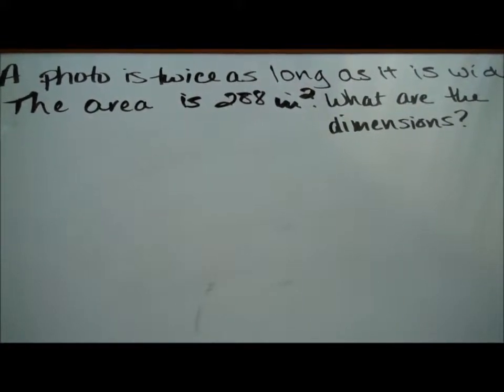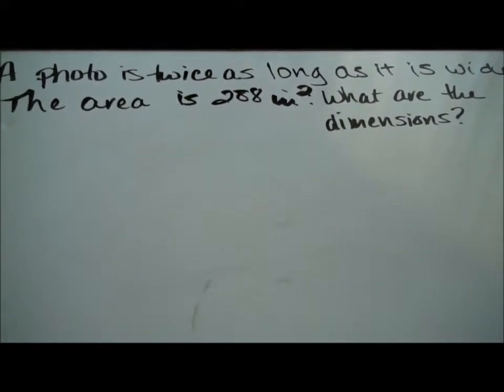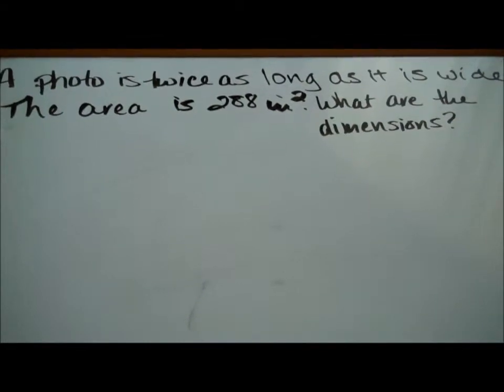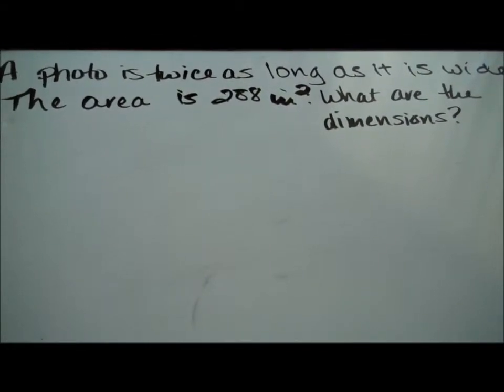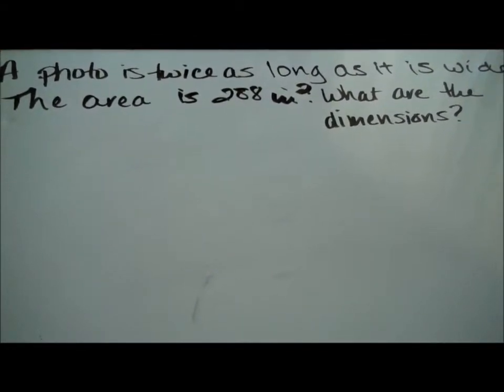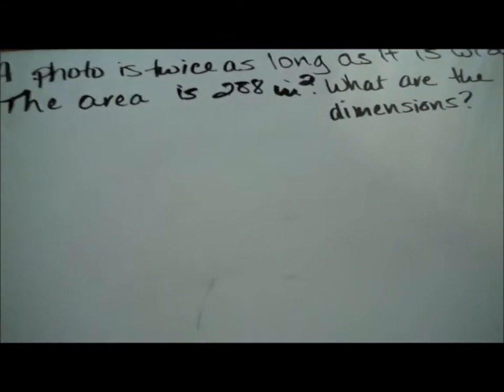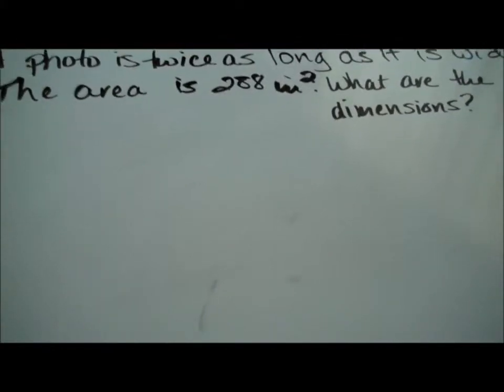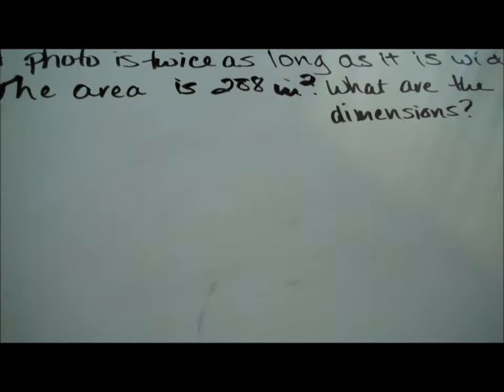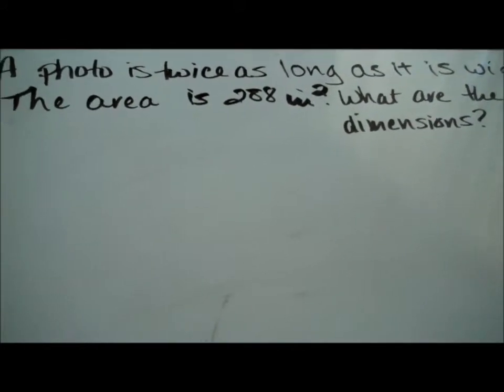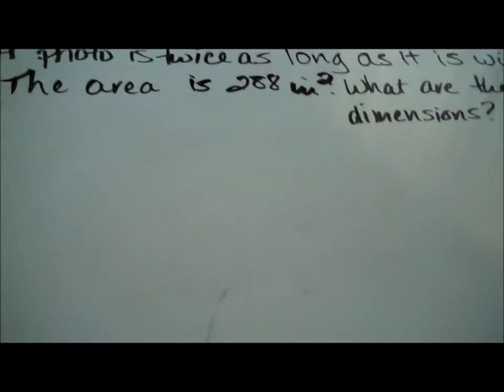Okay, this is our first problem. It says a photo is twice as long as it is wide. The area is 288 square inches, or inches squared. What are the dimensions? So again, the first thing that we want to do is analyze this problem. We need to go through and look at the specific parts of the problem.